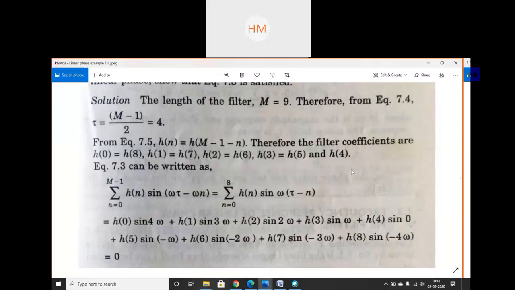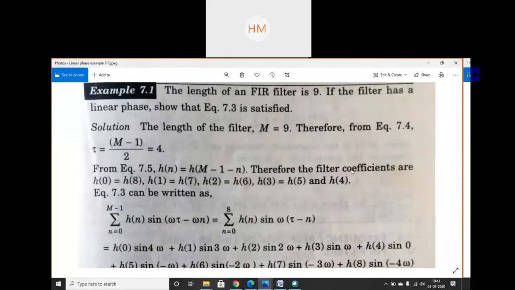So here what you have to do: the length of an FIR filter was given to you and we have to check whether that filter has linear phase or not. To prove linearity, there was one equation, h of n is equal to h of M minus 1 minus n. This condition should be satisfied to prove linearity. So we have to find different filter coefficients. The filter coefficients were h of 0 till h of 8, because 9 is the length, so h0 to h8. So we got this relationship.